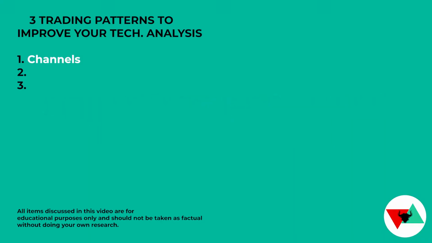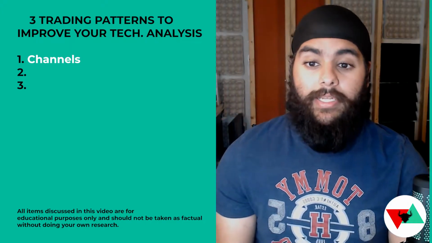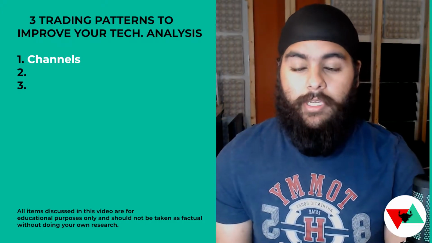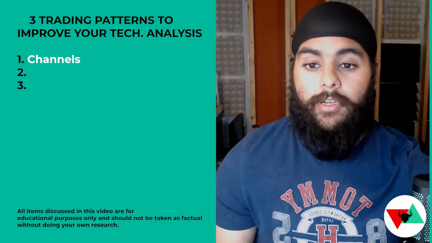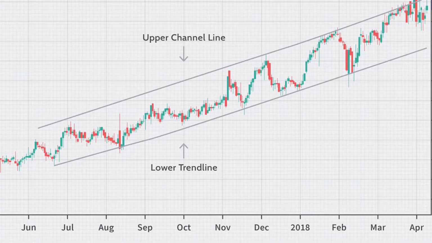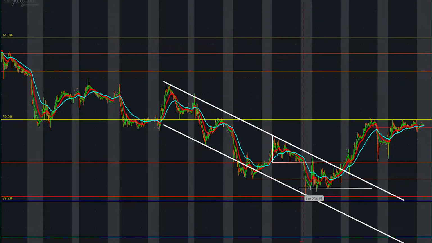Starting with the first, channels represent parallel lines within which a stock price may travel. This shows that there's a continued pattern and that there are 2 types of channels. Ascending channels show an upwards move, whereas descending channels show a bearish or downwards move in the price.